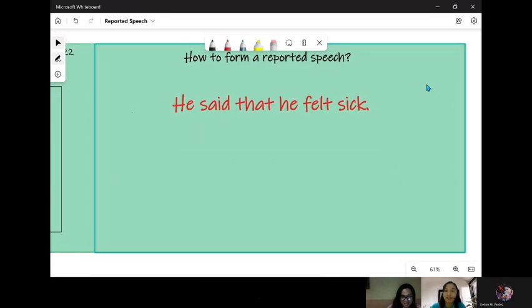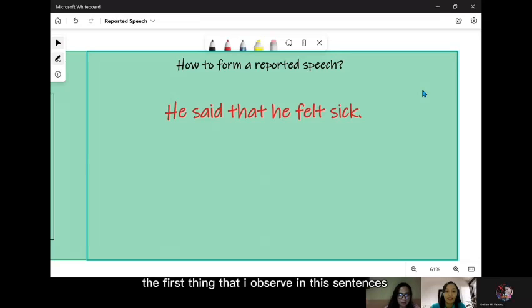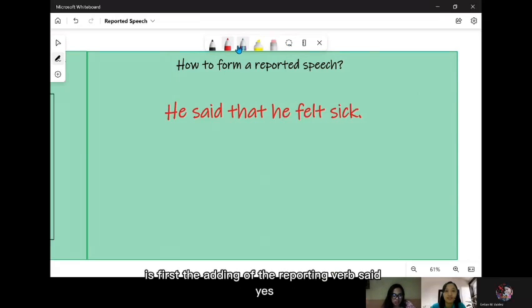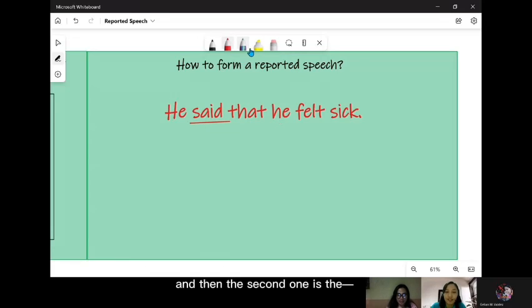Okay, Lois. The first thing that I observed in these sentences is the adding of the reporting verb said. And then the second one is the backshifting of tense. And then the third one is the changing of pronoun from I to he.